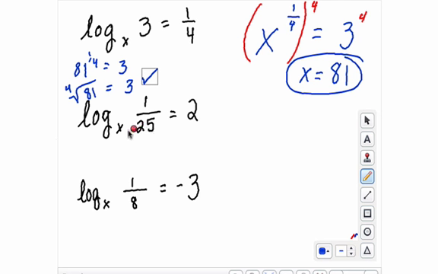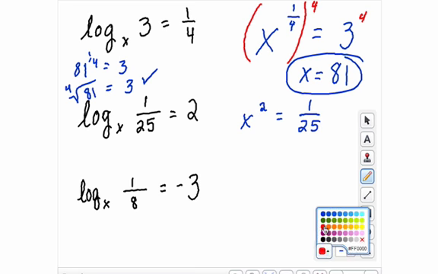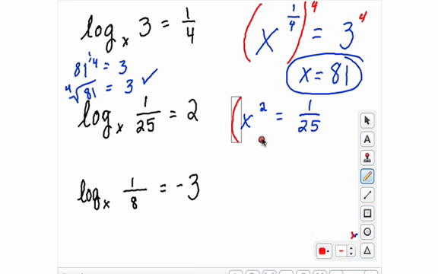Now this looks a little different. It's got a fraction in it. So let's see what happens when we convert it to exponent form. This is x raised to the 2nd power equals 1 over 25. How do we undo something that's squared? We're going to square root it, or raise it to the 1/2 power. That's the same thing.